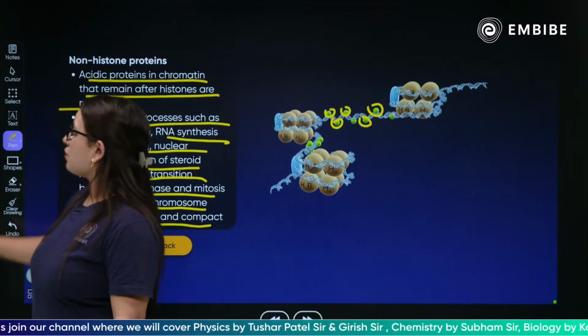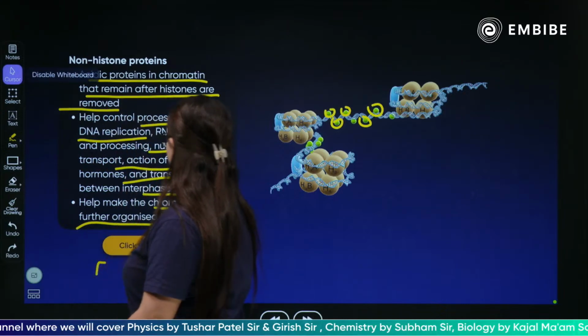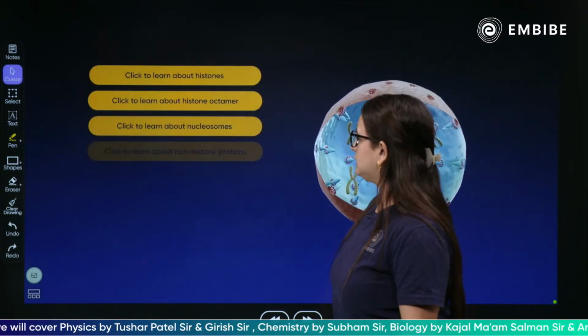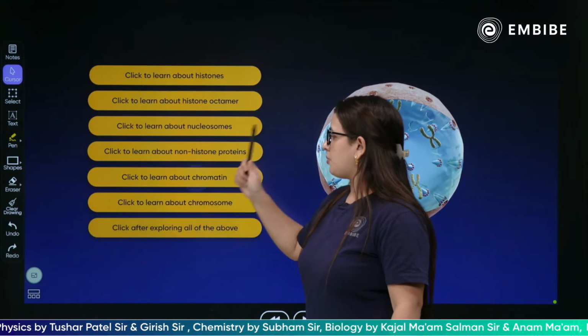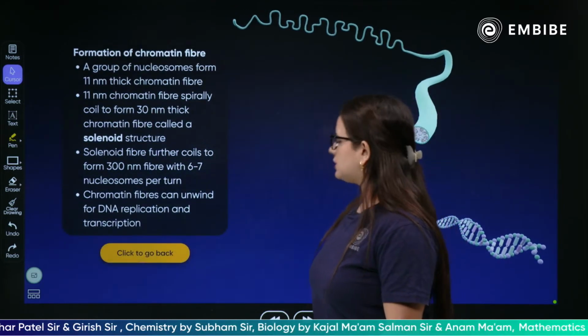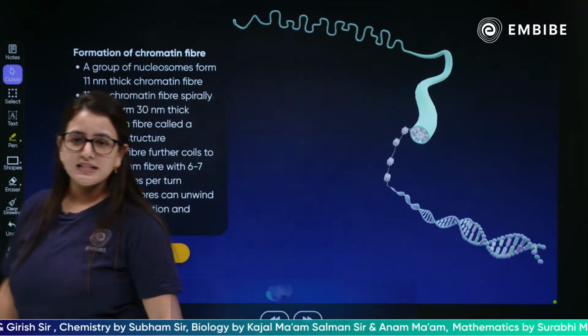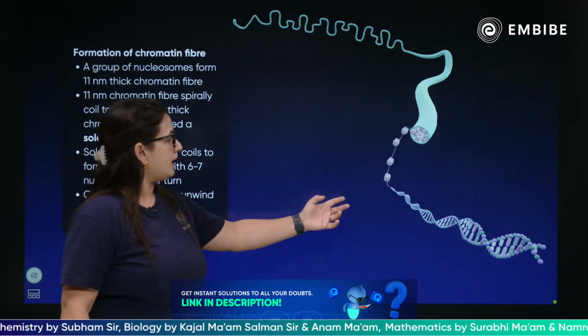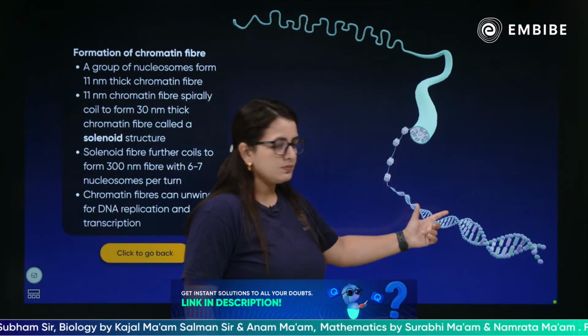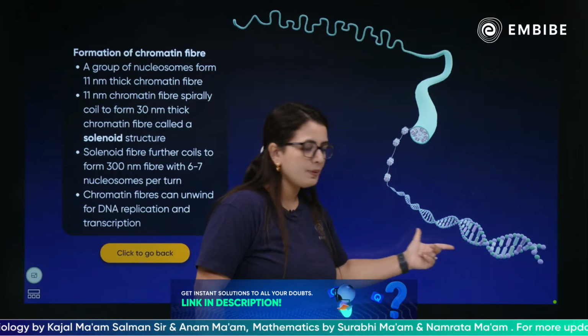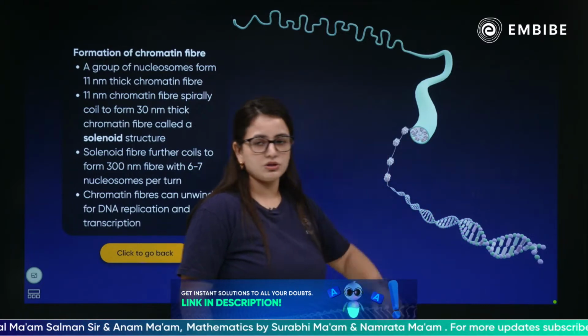Okay, let's move forward. Let's see what we have next. We have chromatin. So, this is your chromatin. Can you clearly see this, children? This is your chromatin. This is open and this is closed.